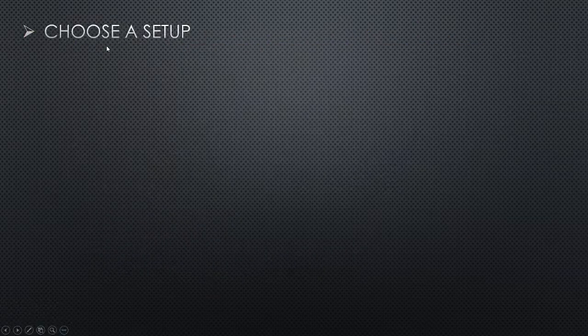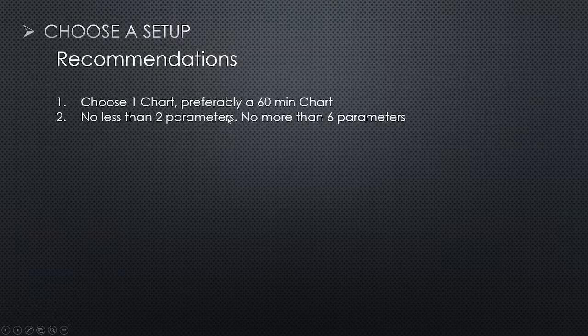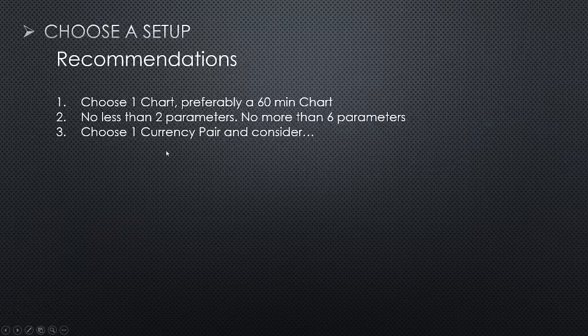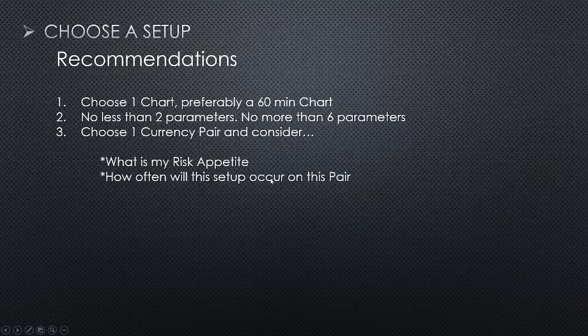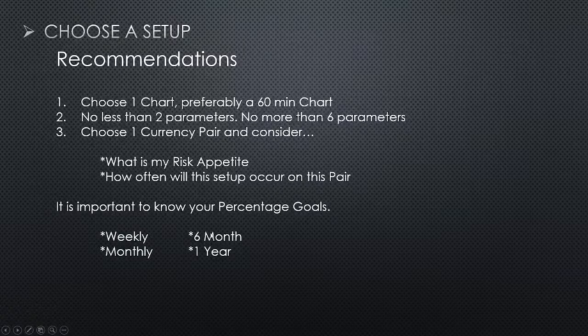So last week, just to recap, our recommendation was choose one chart, preferably a 60-minute chart, no less than 2 parameters, no more than 6 parameters. Choose one currency pair and consider: what is my risk appetite? How often will the setup occur on this pair? It is important to know your percentage goals, your weekly, your monthly, your 6-month, your 1 year.